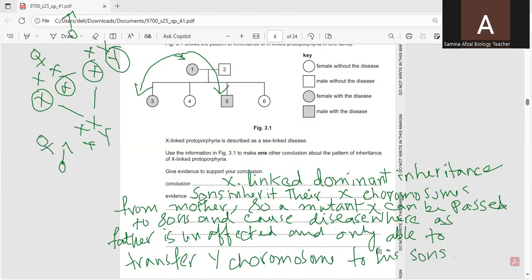So simply, we can say that the pedigree shows X-linked dominant inheritance because an affected mother transmits the trait to her son and there is no father to son transmission. An X-linked recessive explanation is unlikely since an affected female would require an affected father. Let us move towards the next question.